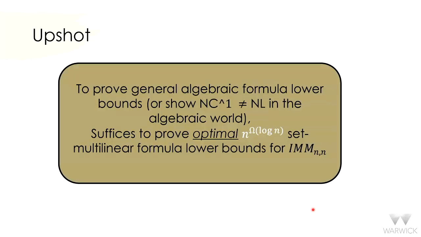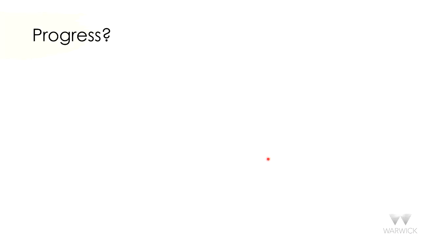And okay, so if you didn't follow every single step in this previous slide, the only thing to keep in mind is this upshot. So using folklore results in our field, essentially this is what it boils down to. If you want to show general algebraic formula lower bounds, which can be thought of as showing NC1 not equal to NL in the algebraic world, then it suffices to show the optimal n to the omega n set multilinear formula lower bounds for the IMM polynomial. That's the upshot. So what is the progress that's been made towards this end?